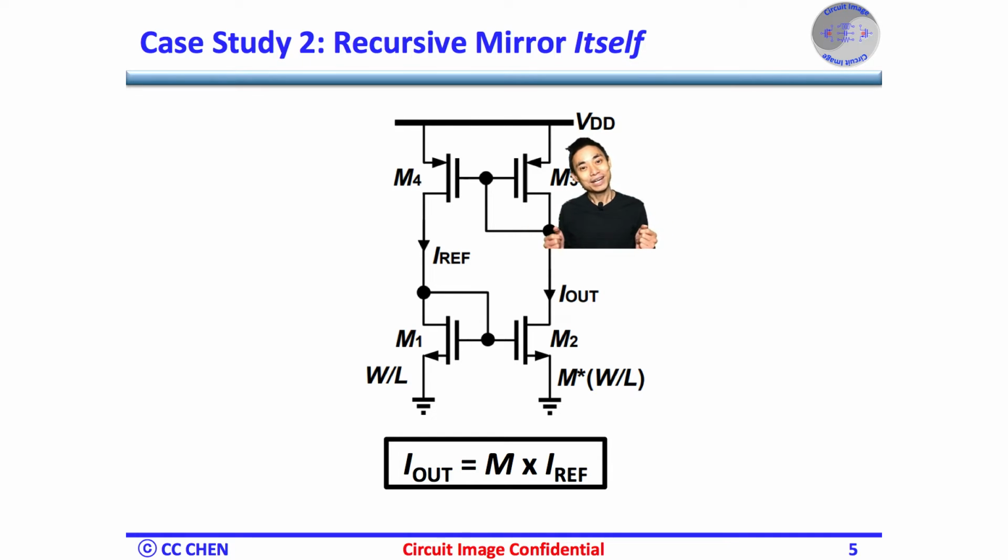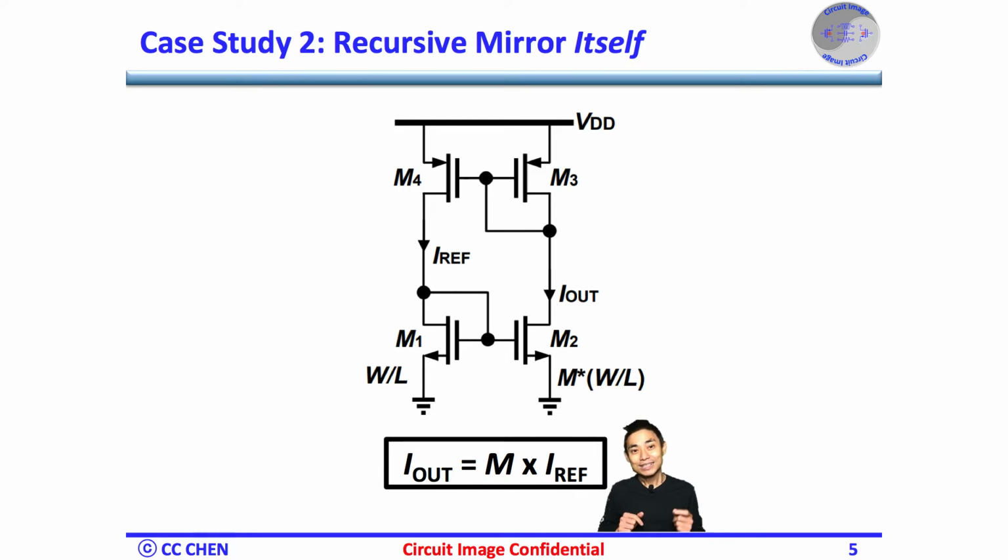But be careful about the subtle images here. If the current is only defined by one equation, IR equals M times IREF, the current is arbitrary and not well defined actually. So this configuration will not work and still misses one constraint. What can we do? Think about the source degeneration images for 5 seconds.